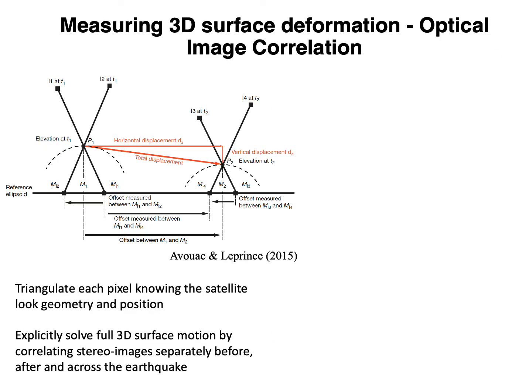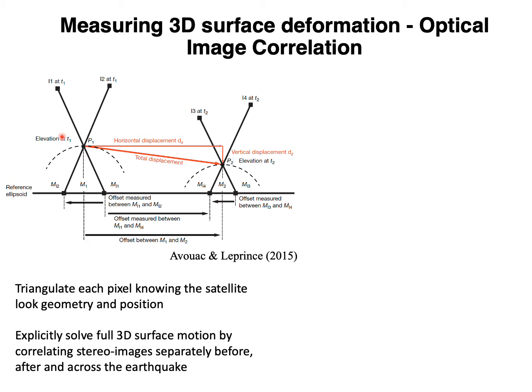So here's an overview of how the technique works. It's a fairly new approach, and the main idea is that if you have stereo images taken before an earthquake at time 1 and stereo images taken after an earthquake at time 2, you can triangulate each pixel and recover the full 3D surface displacement pattern.